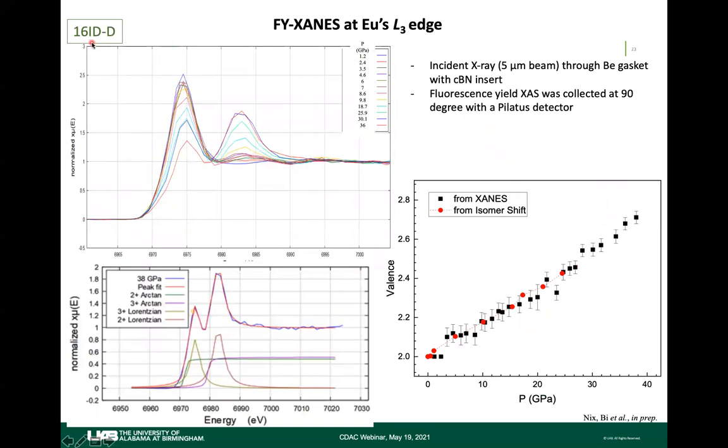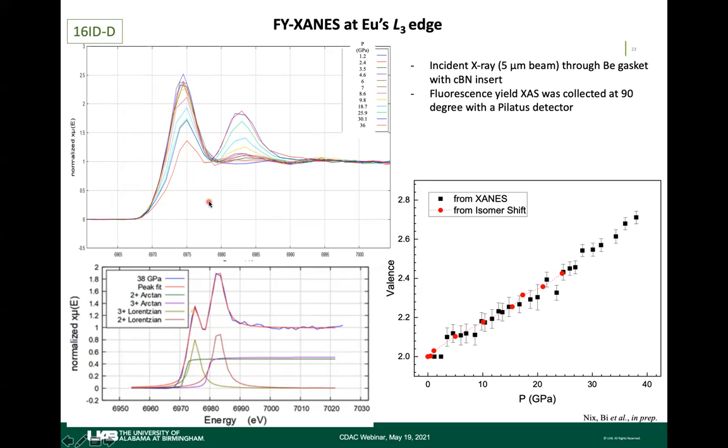So this was done at the 16 IDD. And we saw this, this is very beautiful data. We saw the continuous increase of the 3+. So this hump here corresponds to the europium 3+ transition, and this is the 2+. The lower energy peak is the 2+, and higher energy is the 3+. This separation in energy is around 8 eV. So that's very well resolved in energy. And we saw this continuous increase of the 3+ peak under pressure up to 38 GPa.